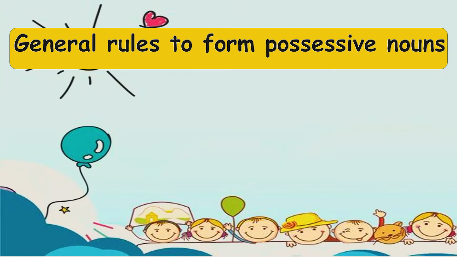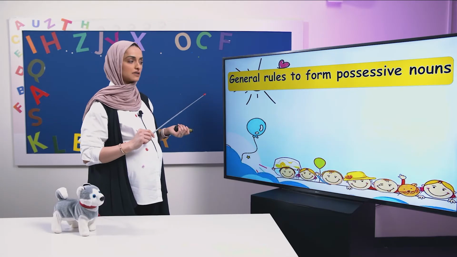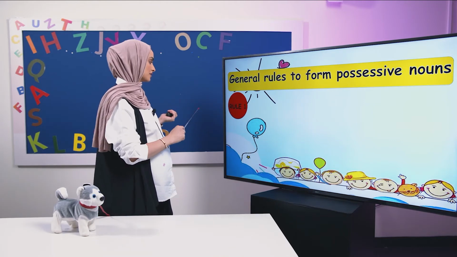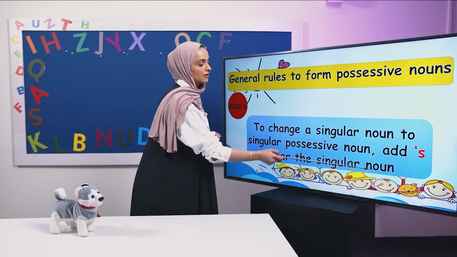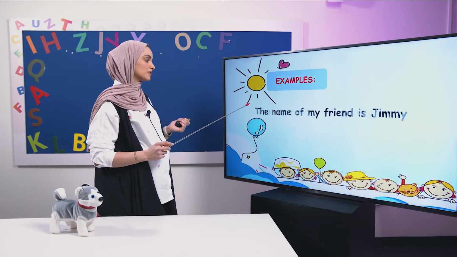How do we form the possessive noun? We have 3 rules. Rule number 1: to change a singular noun to a singular possessive noun, add apostrophe s after the singular noun. Pay attention, singular noun. Let's have an example.